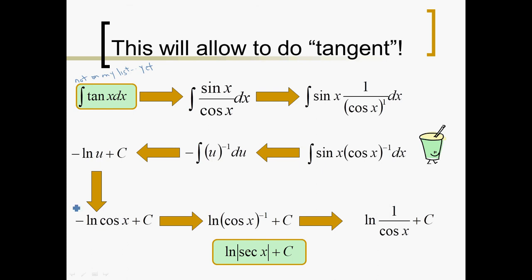Now, if you use this version, it is exactly the same. But if you ever look up the antiderivative of tangent, this is the version that you will see. There is nothing wrong with negative ln cosine of x plus c. It's just that, I guess, they didn't want to lead with a negative.